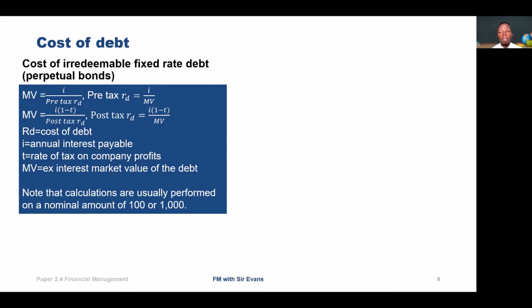Therefore, our post-tax RD is equal to I(1 minus T) over MV. So RD is the cost of debt, I is the annual interest payable, T is the rate of tax on company profits, and MV is the ex-interest market value of the debt. So we should know that when it comes to debt, they are quoted on a nominal amount of 100 or 1,000.